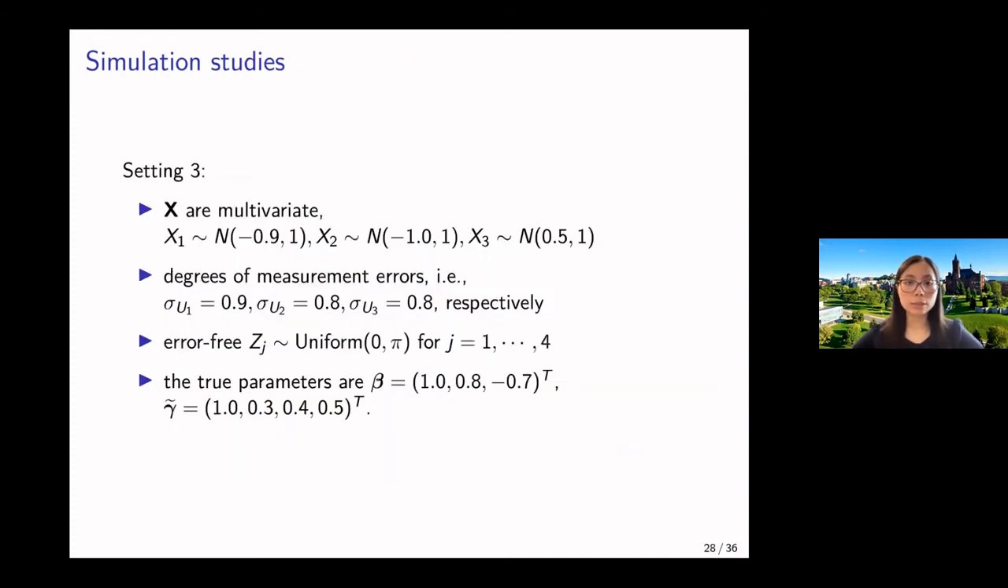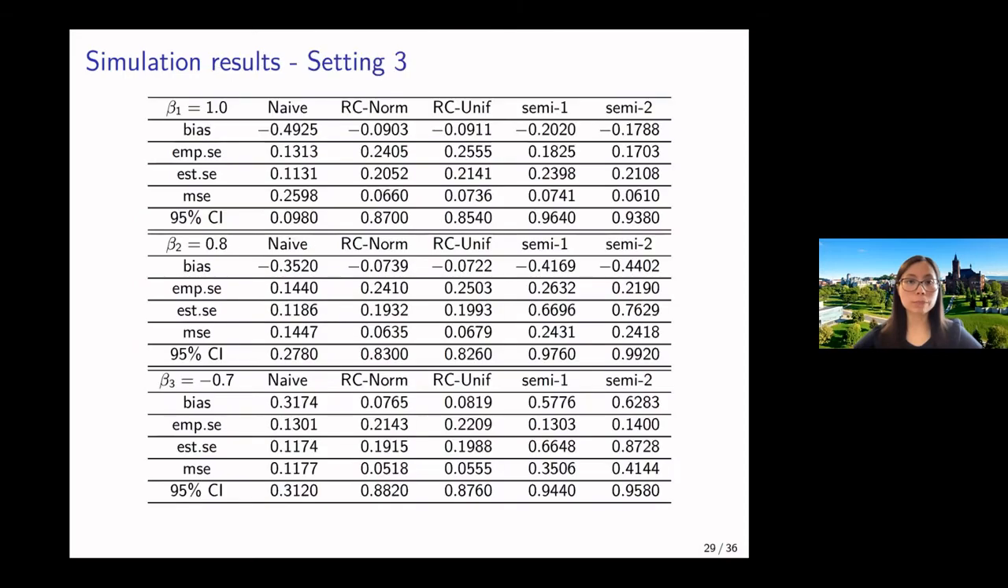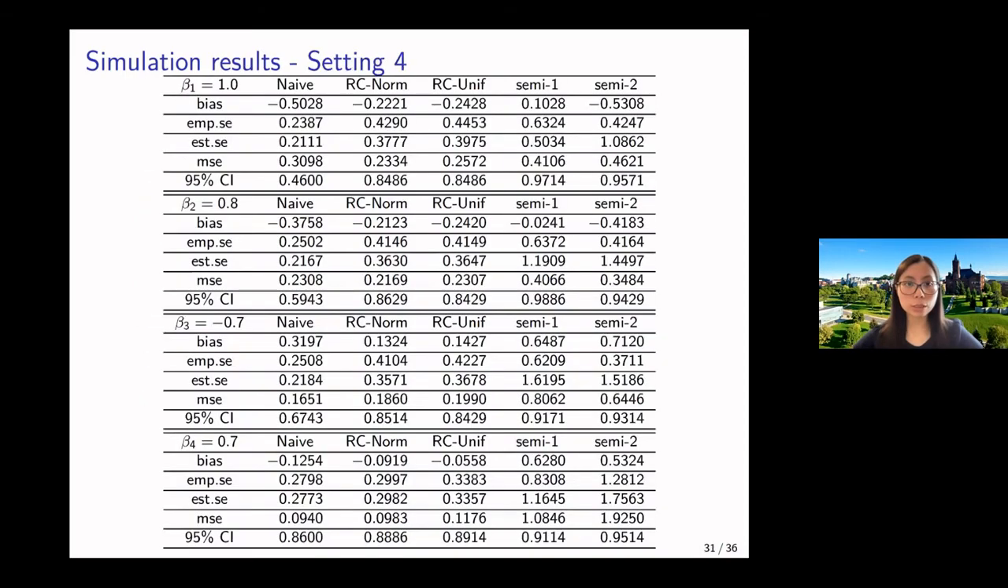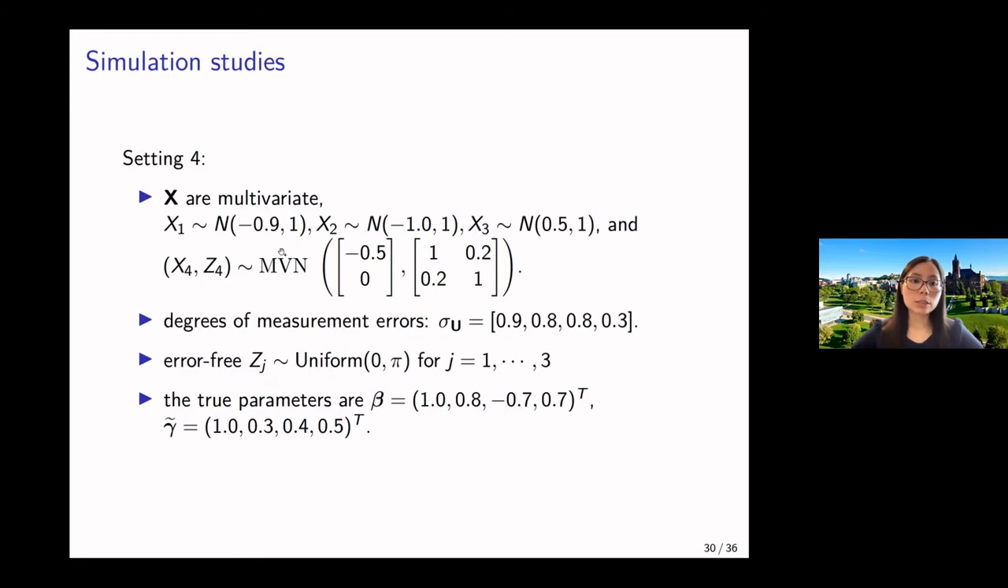And in the third setting, again, we make the data generating process even more complex. Let me show you the last one. In simulation setting 4, we have the error-prone and error-free covariates correlated with each other, and both of them are multivariate. The degrees of measurement error can be high, moderate, and low.